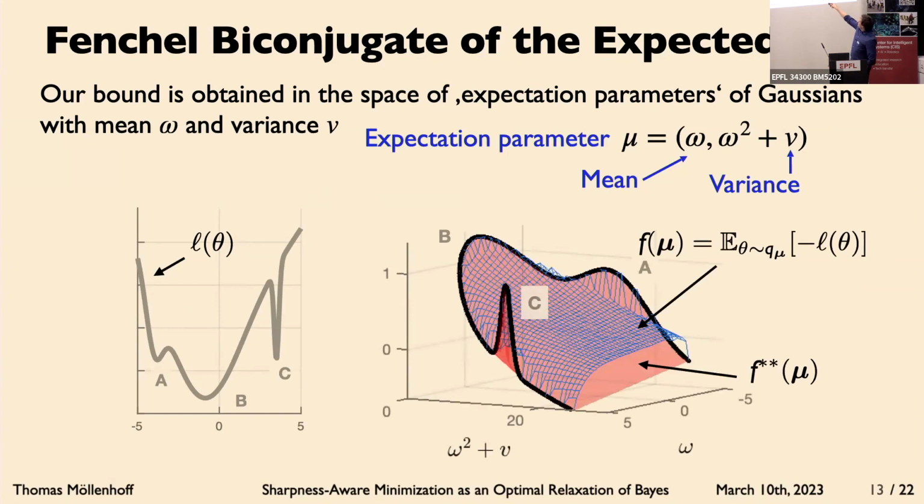So the blue surface here, that's our expected loss, expected negative loss, because we want upper bounds. So we apply the Fenchel conjugate to the negative loss. And the red surface is this optimal convex lower bound of the blue surface. And then if you look at this, maybe your first thought is, how can this be convex?